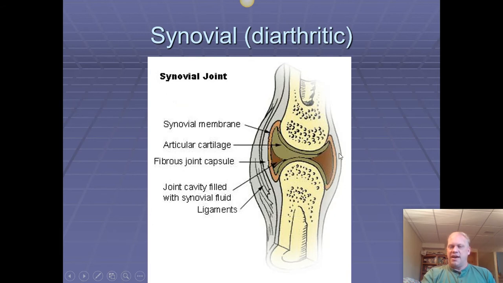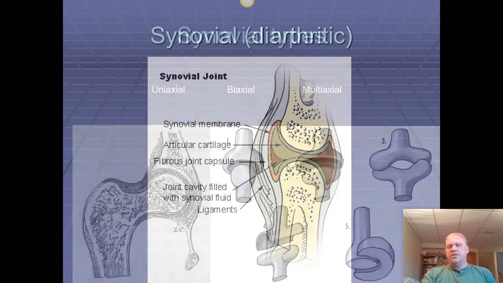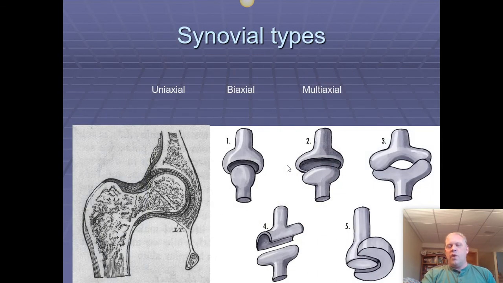And so that sac actually allows for friction in there to happen, and you get fluids build up to reduce that friction. Okay, so that's a synovial joint. And so we classify those lots of different ways. I'm going to just classify them because we could break down the individual joints with this. We're just going to break it down in terms of, does it move on one axis, two axes, or multiple axes?